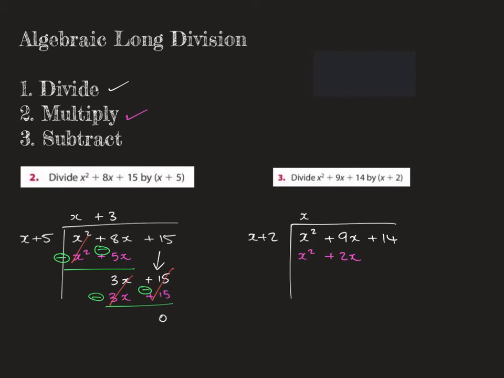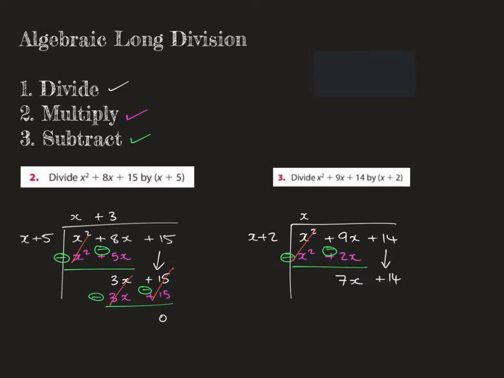The next step is to subtract. So we'll draw our line, change our signs, and we can see here that the x squared minus x squared will cancel. And 9x take away 2x will leave us with 7x. I'm going to bring down that plus 14, so that plus 14 comes down. And then I'm going to start my cycle all over again.